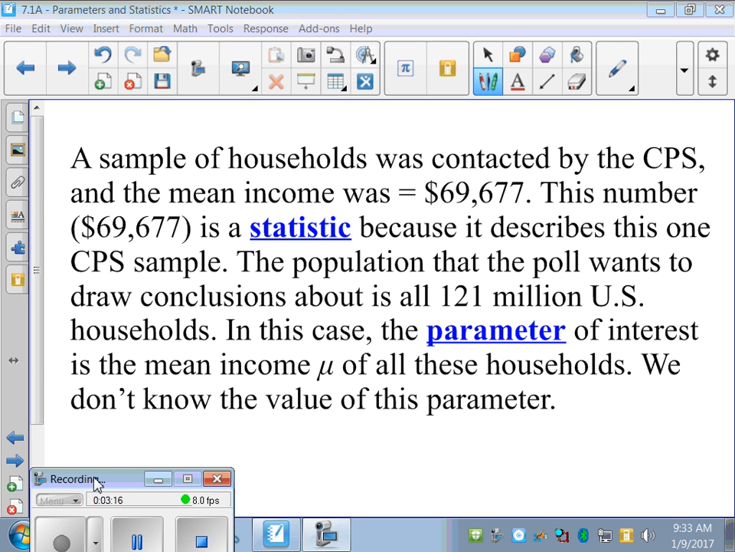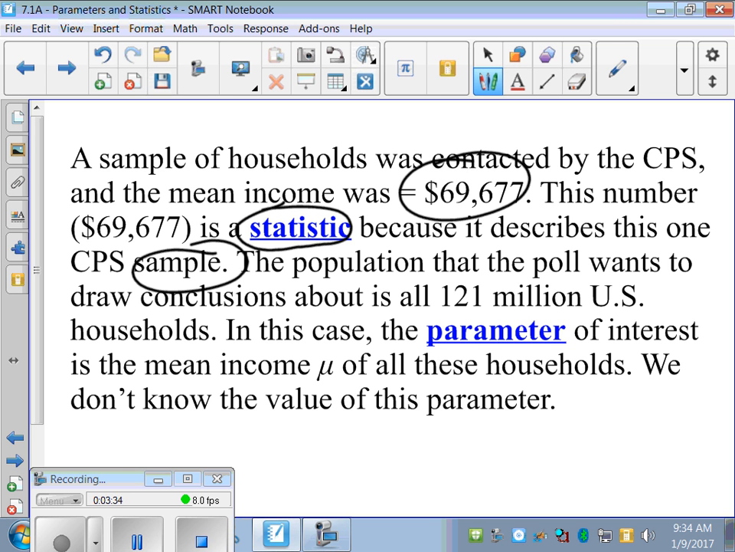This number, that $69,677, is called a statistic because it describes this one CPS sample. And we're going to write this definition in a minute. But this is a statistic, which is this number, and it goes with samples. S goes with S. Statistics goes with samples, okay? Statistics are numbers, whereas a sample is what we're actually doing. We're taking some number of the households to really make some sort of observation about the population.